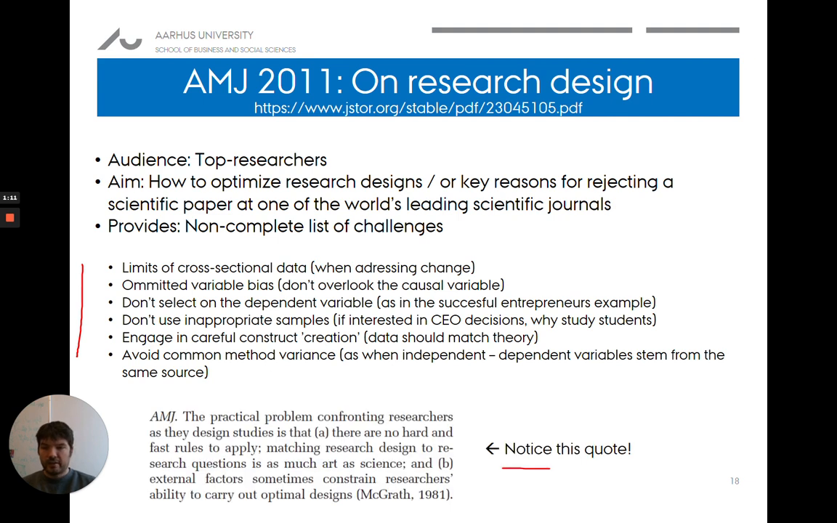But also note what they write here, that there are no hard and fast rules to apply. Matching research design to research question is as much an art as a science. So these rules are not completely clear cut. Sometimes there can be ambiguity, but it's important to know about these criteria and these potential pitfalls, because it can help us develop stronger research designs, and it can help us critique a given study that we read about, whether it's in a newspaper or a textbook or a scientific article. It might help us say, look, they actually overlooked this, or due to this particular reason, we should have less trust in the results. So let me try to go through each of these elements here.